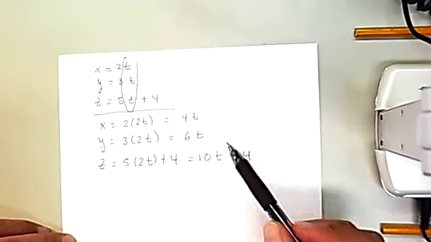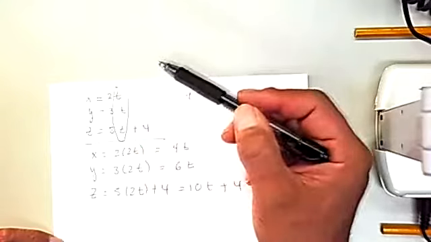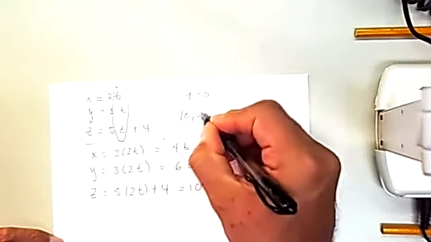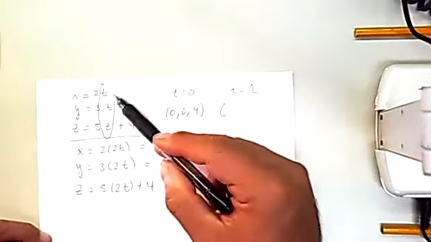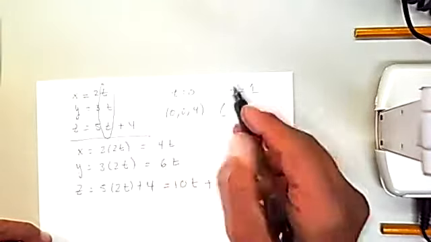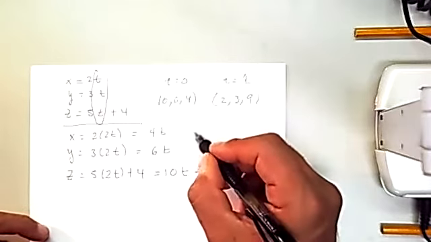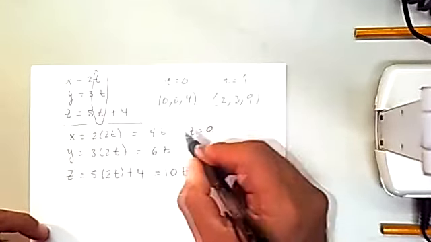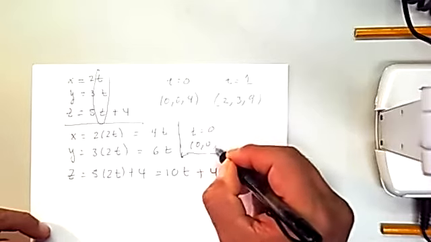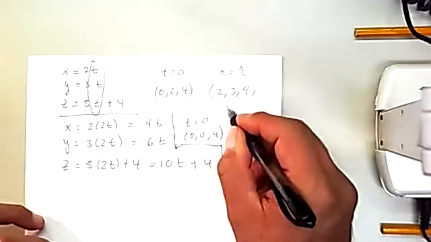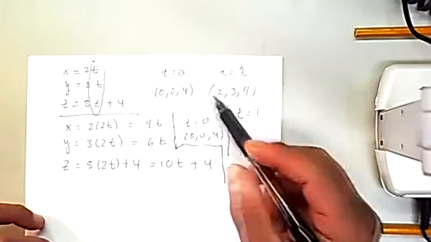When t is equal to 1, so let's compare. When t is equal to 0, we have the point 0, 0, 4. So this is our starting point. When t equals 1, we have the point 2, 3, 9. Compare with this one. When t is equal to 0, we still have the point 0, 0, 4. But when t is equal to 1, then we have a different point than that one. We have 4, 6, 14.